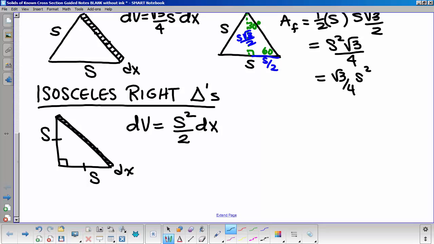The other way we can have an isosceles right triangle is we can have the hypotenuse on the area.